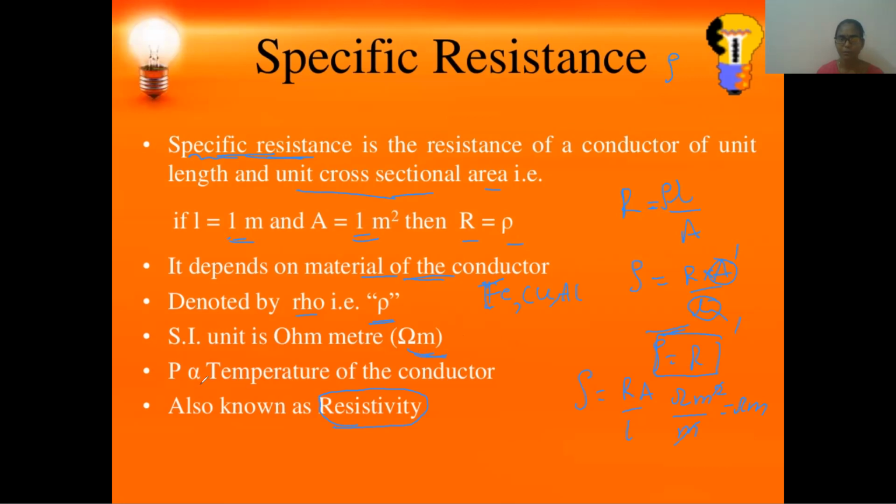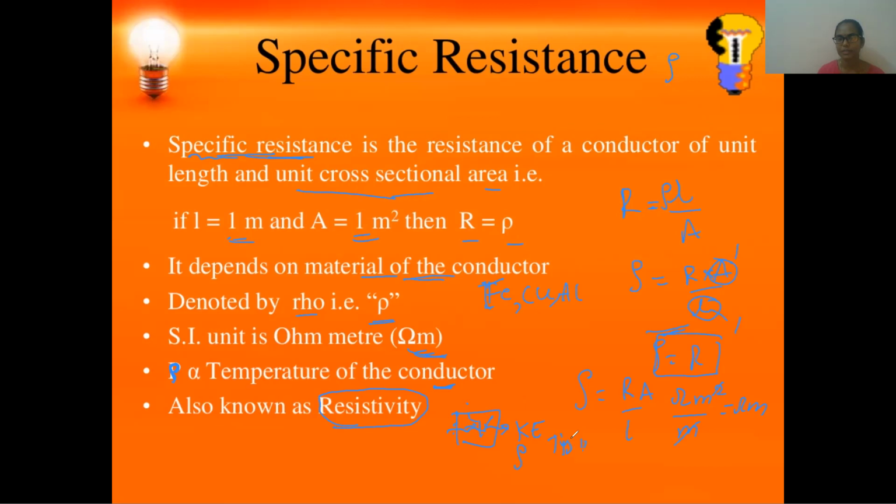Resistivity, rho, is directly proportional to the temperature of the conductor. If the temperature is more, resistivity is more. If the temperature is less, resistivity is less. That means if the temperature is higher, the particles will have more kinetic energy and keep on moving. Then any other particle that needs to move through will be obstructed. More obstruction means resistivity will be more when temperature is high.